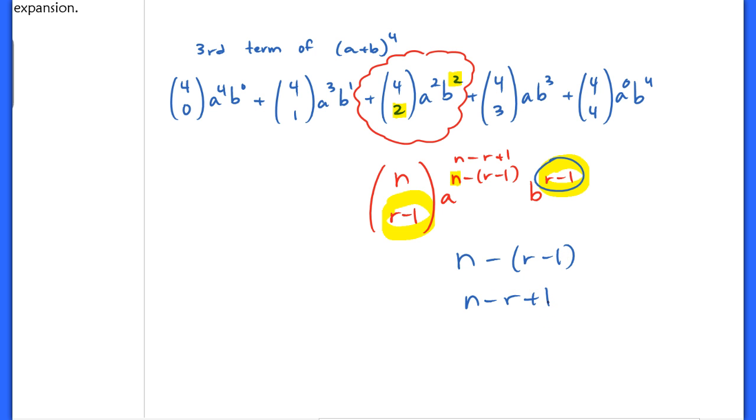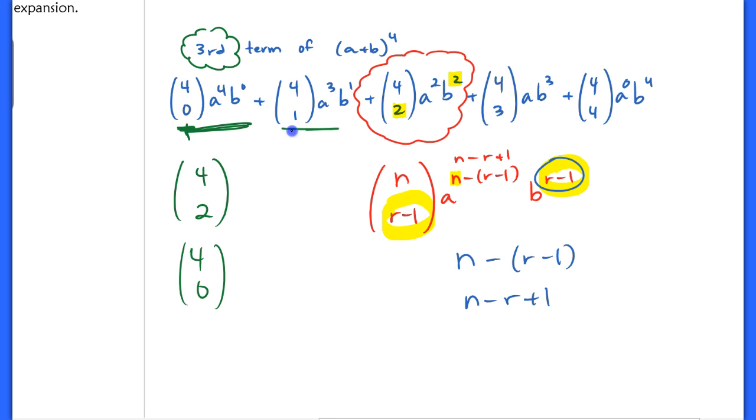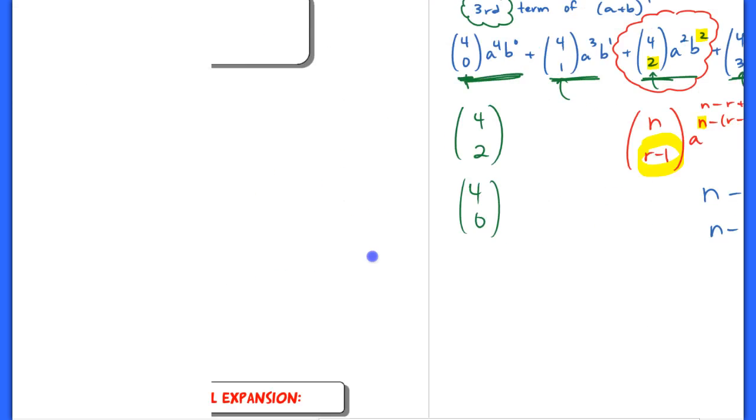So I think it's actually worse to try to memorize this formula rather than understand where it is actually coming from. Essentially, all that you really need to understand is that for the third term, we want to use 4 choose 2 because we started counting with 0. The first term was 4 choose 0, here's the second term, notice that it's 1, here's the third term, this is a 2, the fourth term, this is a 3, and so on. So that's going to come into play when we do this next question.